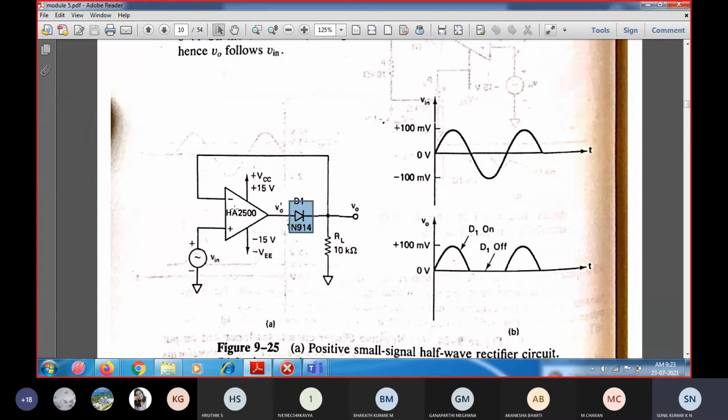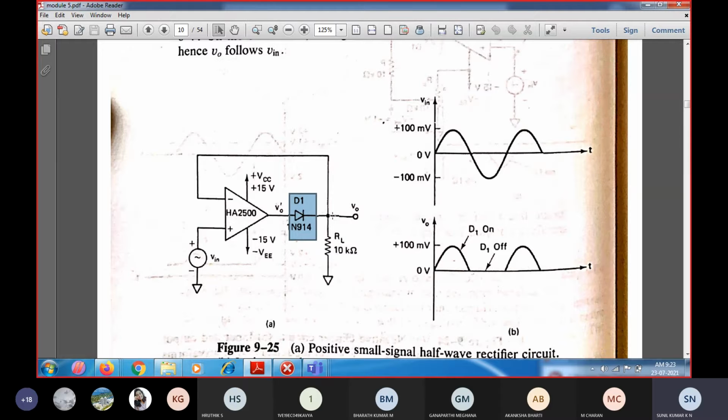So here, during the positive half cycle, you will be getting a voltage greater than 0.7 V, followed by the diode D1. Whenever the op amp output is followed by the diode D1, you will get some output. This output is given back to the inverting input.